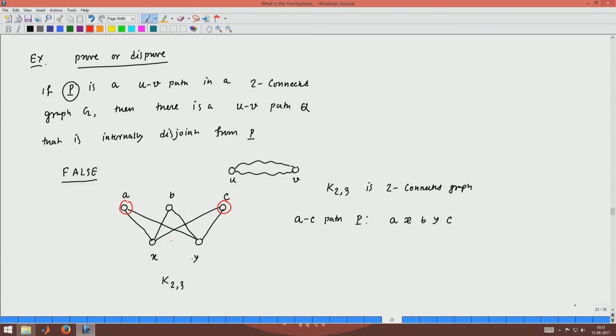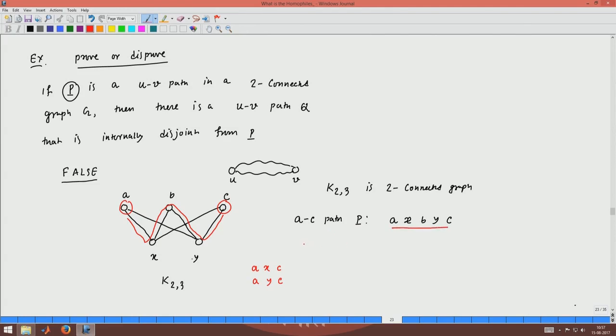You can see that the two internally disjoint paths are one is A X C and the other path is A Y C. So, there are two internally disjoint paths between A and C because the graph is two connected. Now, if I specify my one path to be say A X and then B Y and C, then I can't find another AC path which is internally disjoint from this path.